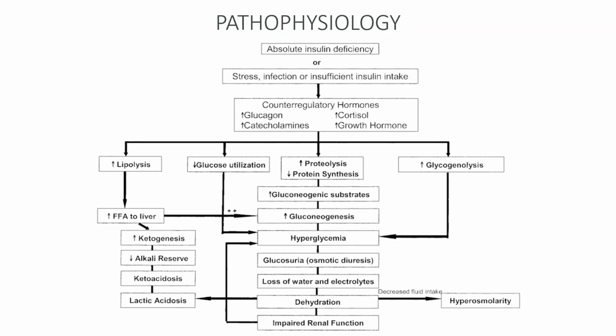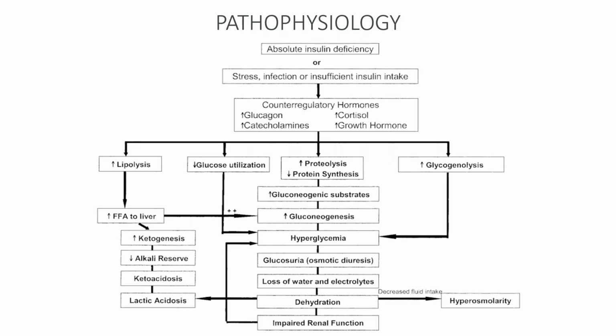When lipids are being broken down, it will form free fatty acids to the liver, and subsequently they will be oxidized, forming toxic ketone bodies. The ketone bodies are acidic in nature, so they will reduce the alkaline reserve in the body and form ketoacidosis. And if you move on to the next pathway, there will be reduced glucose utilization, therefore forming hyperglycemia.